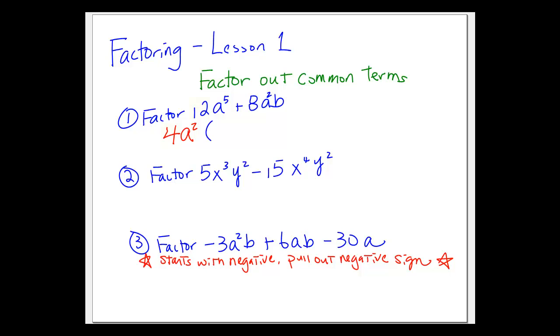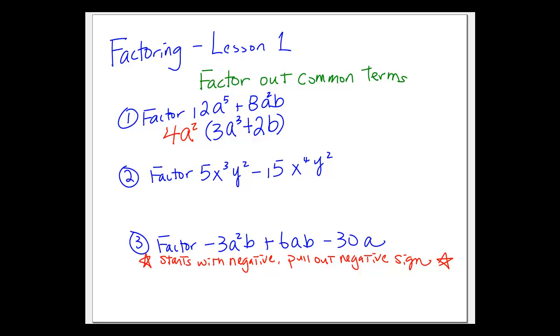After we pull that out, 12 divided by 4 is 3. And a to the 5th, if we pull out 2 of them, we still have 3 of them. And we pull down the addition sign from the top. And 8 divided by 4 is 2. And we already pulled out a squared, so we have b here.